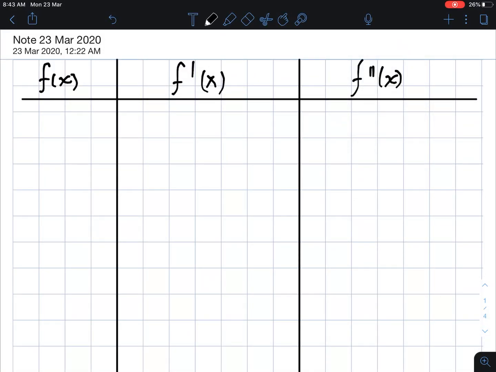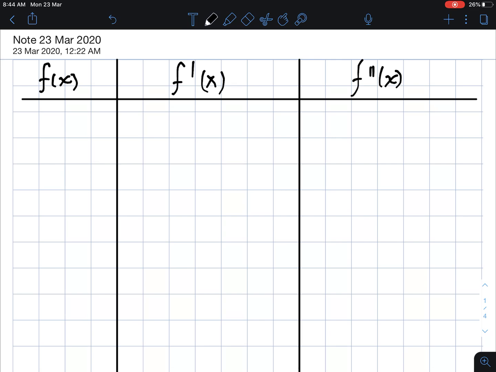So today we're going to be using Notability in order to discuss our first online video, which is going to be about a topic that we discussed in class before, but it's of great importance, so that's why I felt the need to reiterate this topic. It's about the relationships between the graph of f of x, f prime of x, and f double prime of x.